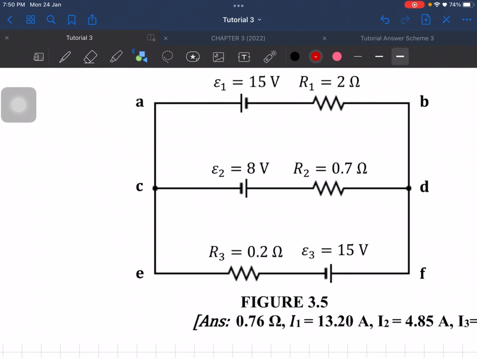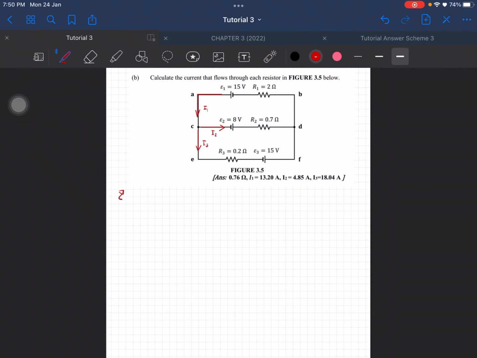Current flows from the positive to the negative terminal, so I would label the current I1 going there, I2 pointing there, and I3 pointing here. So this is I1, I2, I3. Use the first Kirchhoff's rule: total current going in is equal to total current going out. So we have I1 equal to I2 plus I3. This is your first equation. We have to calculate each of the currents that flows through each resistor.